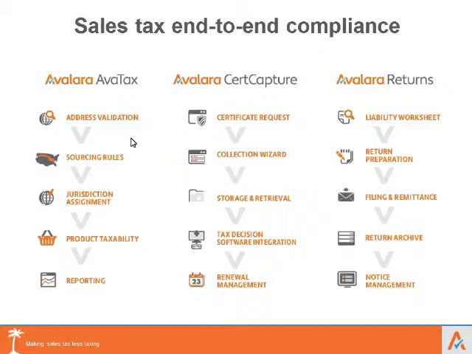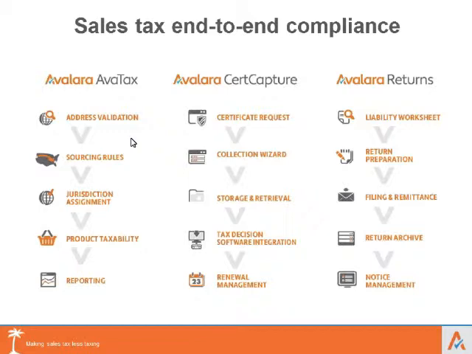So AvaTax is integrated to Broadleaf, as well as hundreds of other ERP, accounting, or POS systems. If you look at the column on the far left underneath Avalara AvaTax, that's what's integrated to Broadleaf. So when a customer is placing an order online, we will validate the ship from and ship to address. We'll apply any sourcing rules that are necessary, like if it's a destination address, an origin address, or maybe there's some mixed sourcing with the state, like in California, they typically have mixed sourcing rules. It's both destination and origin. And then we'll assign the appropriate jurisdictional tax assignment, as well as any unique product taxability at the invoice line item level.